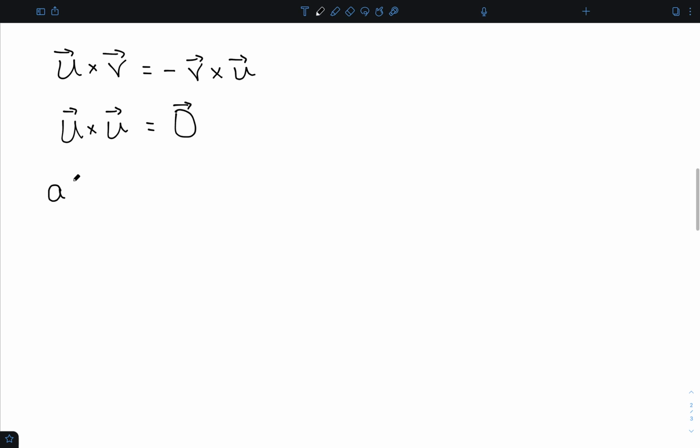My third property has to do with scalars. It says I can move scalars in and out of a cross product. So taking the cross product and multiplying it by a scalar, I could have scaled u and then taken the cross product, or I could have scaled v and then taken the cross product. These are all equivalent.